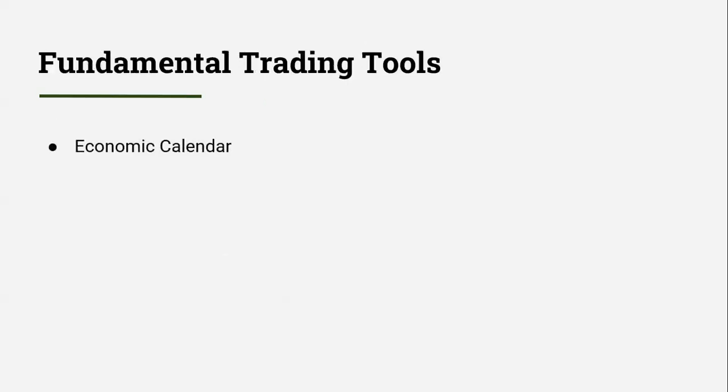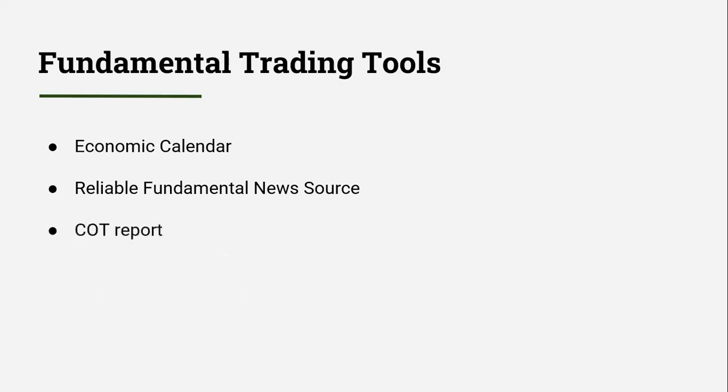Now let's look at fundamental trading tools. Just two things are involved here: the economic calendar and a reliable fundamental news source. Okay. And we also have, this is more like a sentiment tool, the COT report. It basically gauges the sentiment of traders. What are traders doing? The bigger traders, the commercial and the non-commercial guys, what are they doing? Are they buying? Are they selling? It basically shows you what other traders are doing in the market.